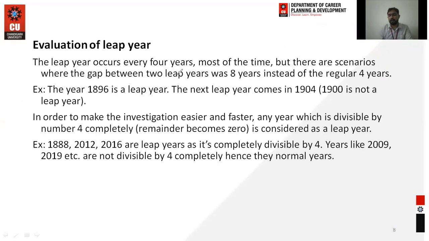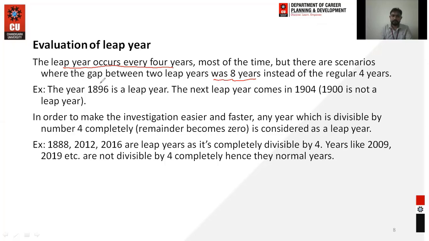Now, evolution of a leap year. How will we know that this particular year is a leap year or an ordinary year? A leap year occurs every 4 years gap. Means after an interval of 4 years, normally a leap year occurs. But there is an exception that sometimes it occurs after 8 years.